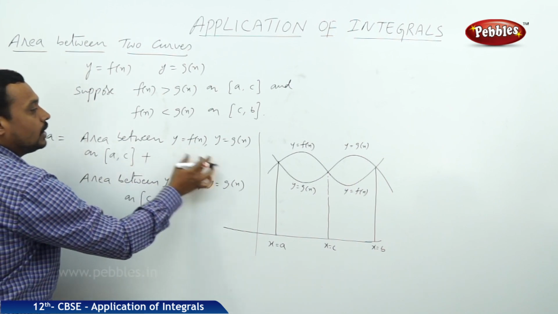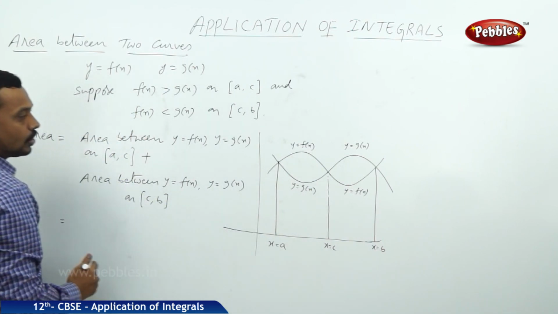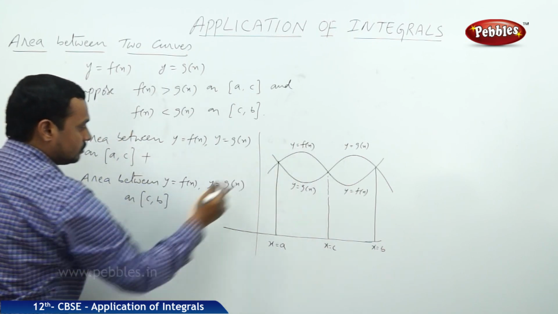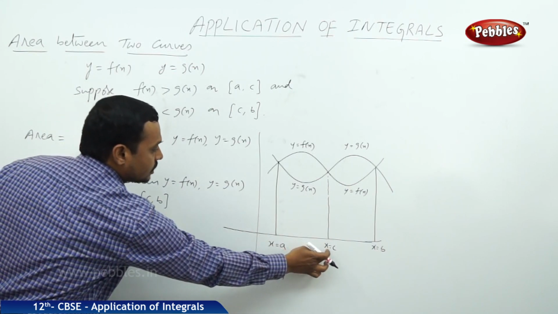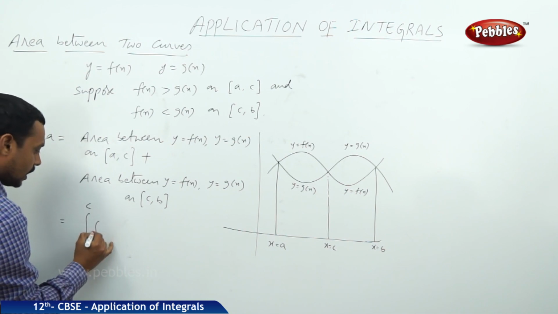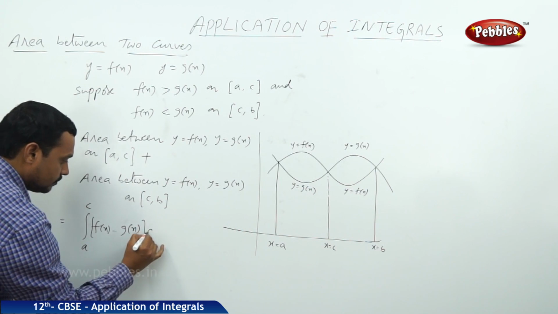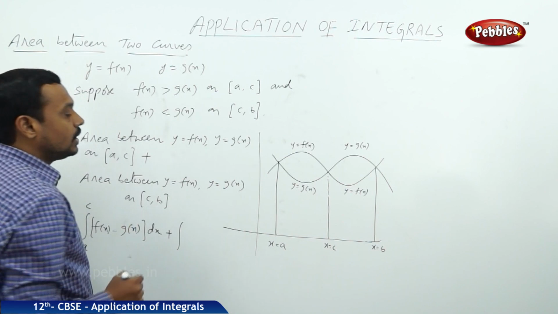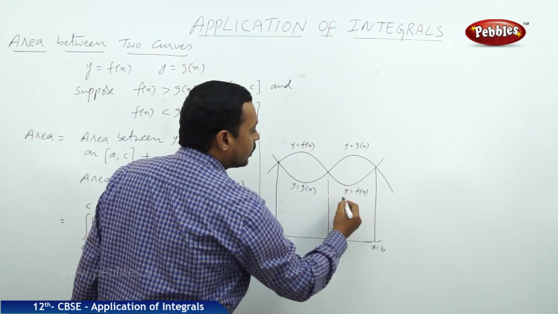In the first interval, f(x) is the upper curve and g(x) is the lower curve. So we have already found this area. The area formed by the two curves under the limits x = a, x = c is the integral from a to c of f(x) minus g(x) dx, plus. Now, in the other part, here g(x) is above f(x).